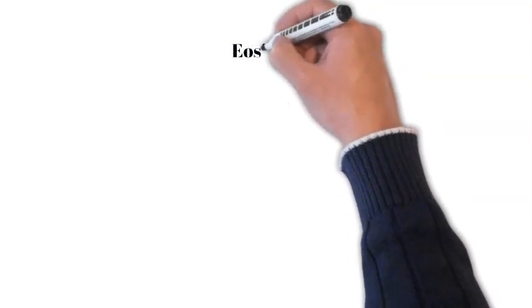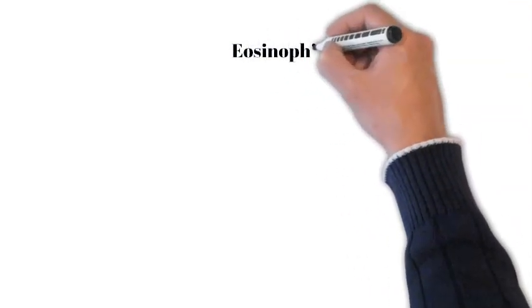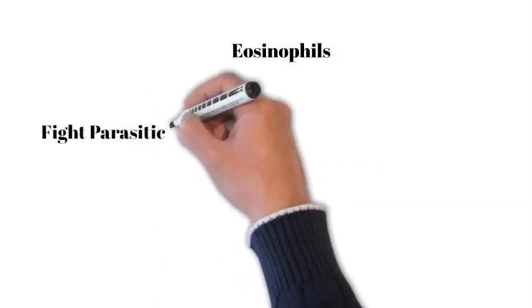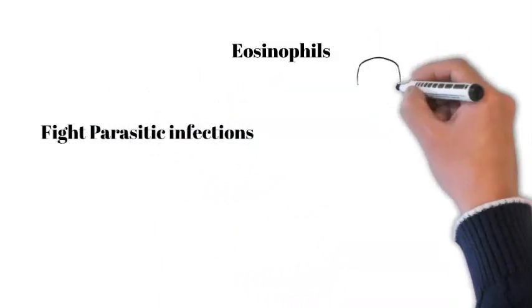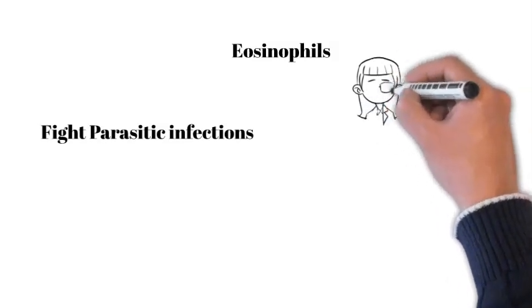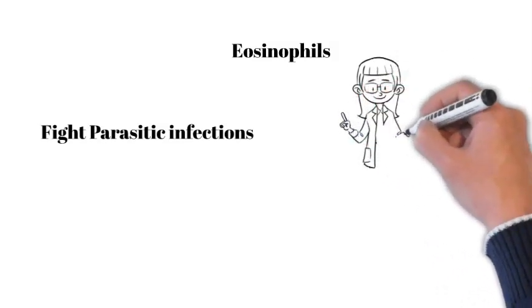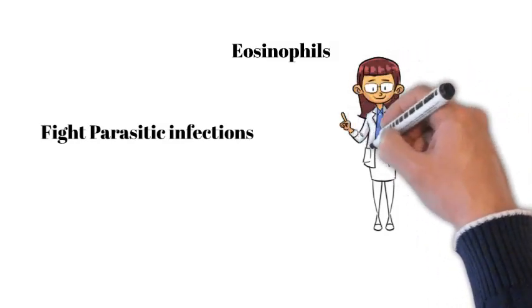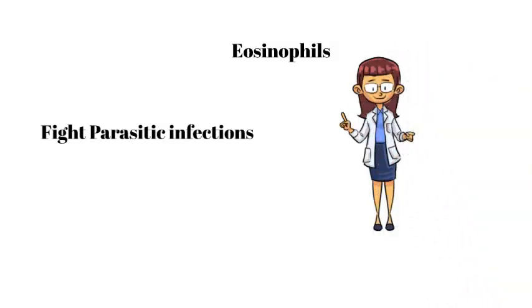Eosinophils are another type of white blood cell that are primarily involved in fighting parasitic infections. When the body detects the presence of parasites, eosinophils are activated and recruited to the site of infection. Eosinophils release chemicals that help destroy the parasites and also play a role in controlling inflammation.